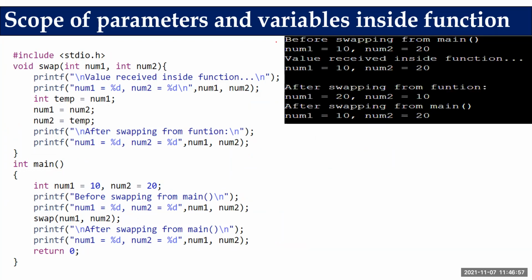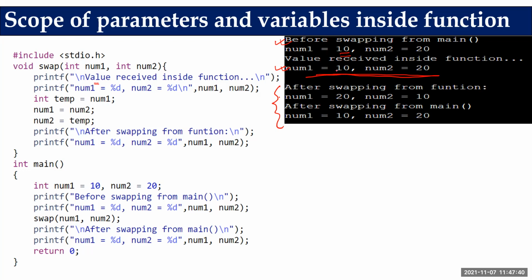See, before calling the swap function, and after execution of the swap function, inside main their values remain the same. But inside the function, when the function gets called the first time, their values are 10 and 20, and after swapping, their values become 20 and 10. Okay, so are there some mistakes in the output? Let us see. Okay, so we get the output like that.